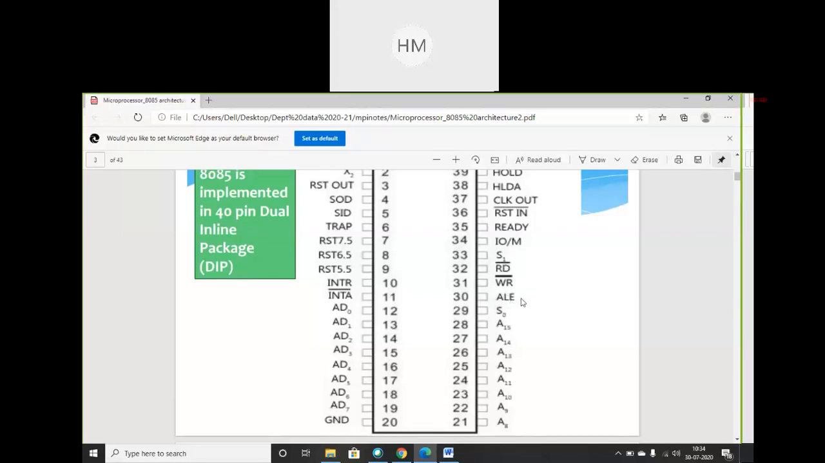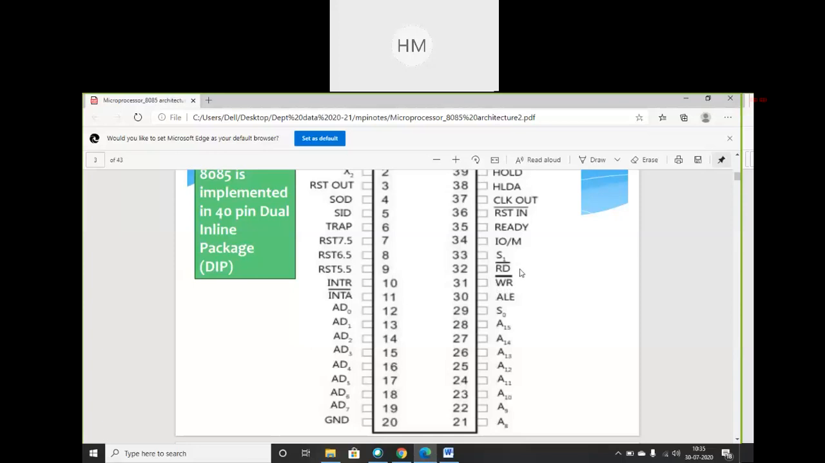See, all the pins are very important. All are having their specific role. But whenever we want to transmit address or data, then we have to use this ALE signal, address latch enable. Its full form is address latch enable. Okay. Then WR bar is write, RD bar is read.